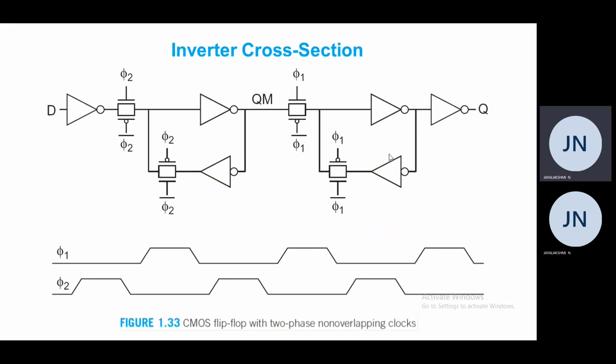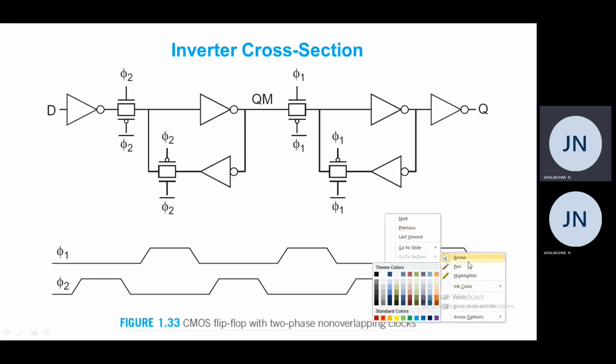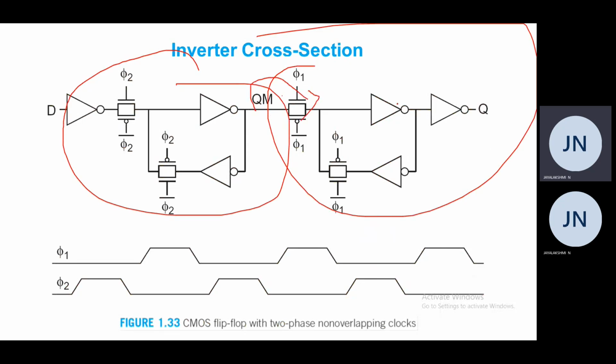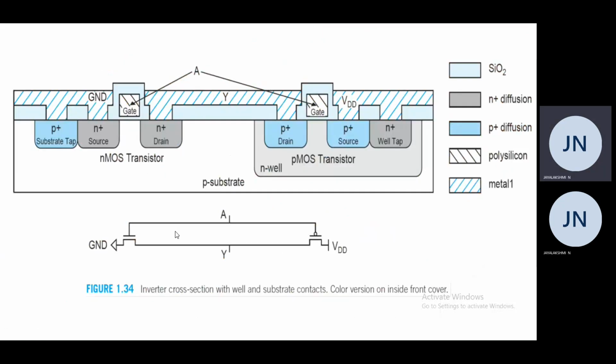Here you can see this figure. It is a CMOS flip-flop with two-phase non-overlapping clocks. Generally we make use of D flip-flops. This is the first stage and this is the second stage. The output of the first stage, QM, is given as input to the second stage, and the final output we get is Q. Here we are making use of two non-overlapping clocks, phi 1 and phi 2. The flip-flop can be constructed with a pair of transmission gates and inverters.